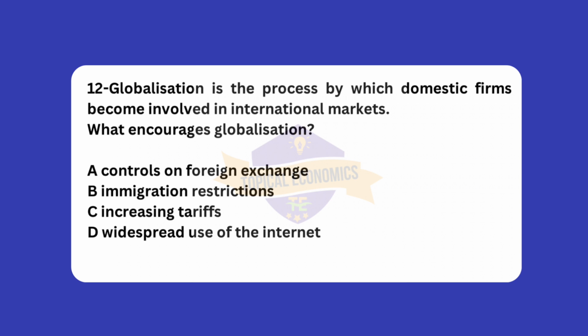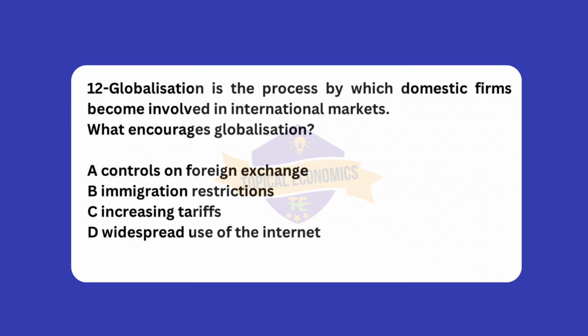When we look at first option, option A, that is controls on foreign exchange, these typically restrict globalization by limiting the ability to trade currencies. So this is not the answer. Looking at option B, immigration restrictions can hinder the movement of labor and ideas, again limiting the globalization. Looking at option C, higher tariffs will create barriers to trade, thereby discouraging international market involvement. So this is also not the answer.